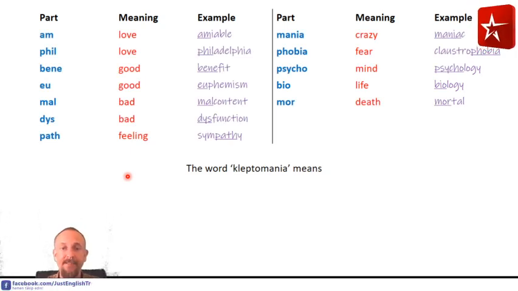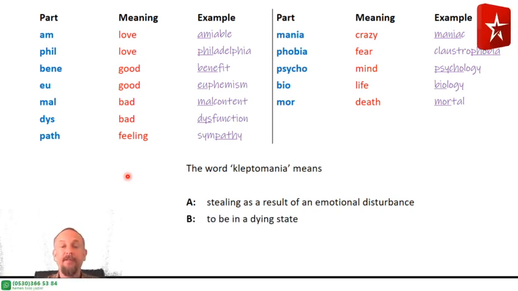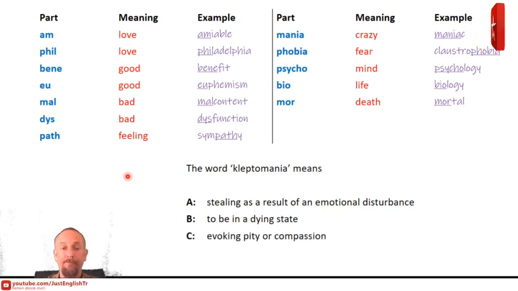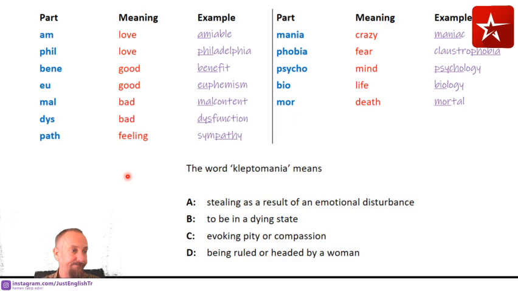Kleptomania. So is it A, stealing as a result of an emotional disturbance? B, to be in a dying state? C, evoking pity or compassion? Or D, being ruled or headed by a woman?